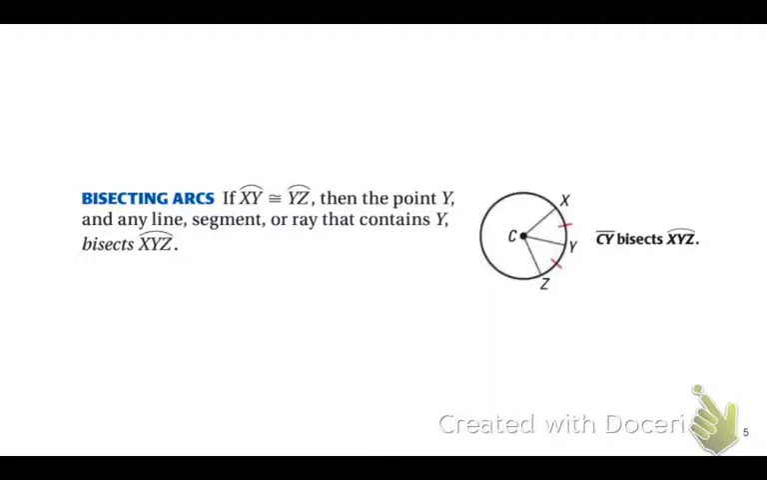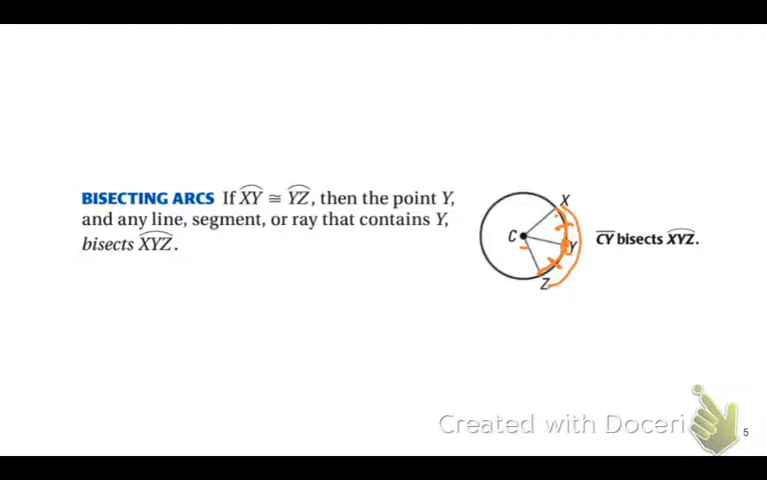So we have something handy called bisecting arcs. If we have our circle and we're given that arc XY is congruent to arc YZ, with our little hash marks there, then the point Y, and any line, segment, or ray that contains Y, bisects arc XYZ, this whole arc here.